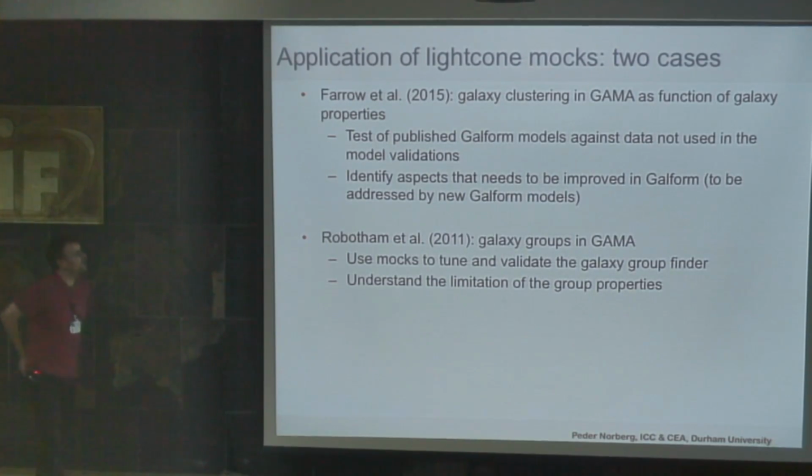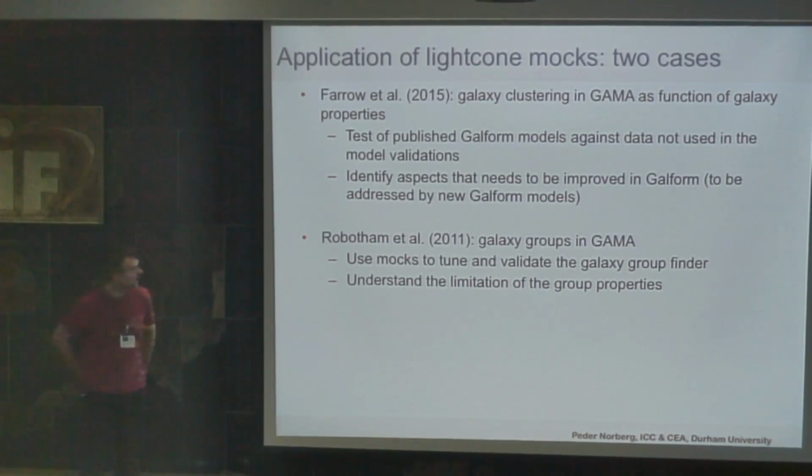So the first case is what we discussed in the Farah et al. paper, which is the galaxy clustering in GAMA as a function of galaxy properties. The point there is actually to use the marks as a test of the published GALFORM models against data not used in model validation. So actually testing how well the models do when compared to data, and then identifying the aspects that need to be improved in GALFORM. That can be addressed by new GALFORM models and so on. That's one example of a case scenario, so it's more used as interpreting the data in terms of a model.